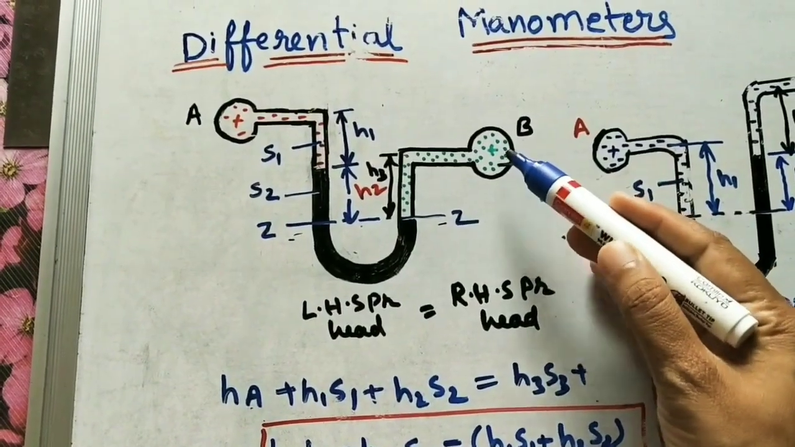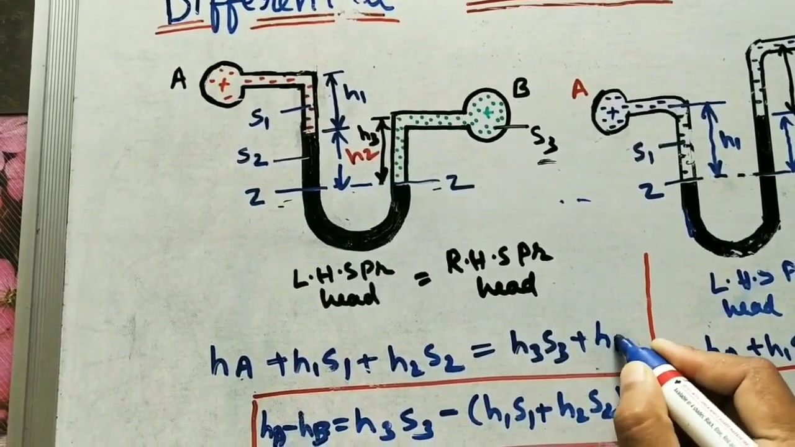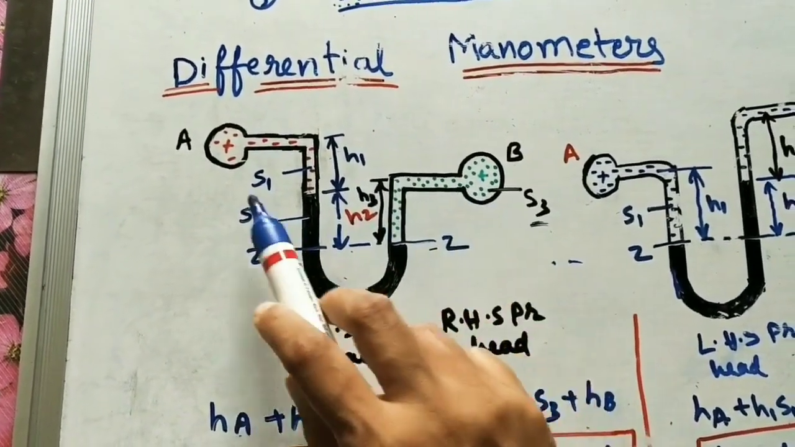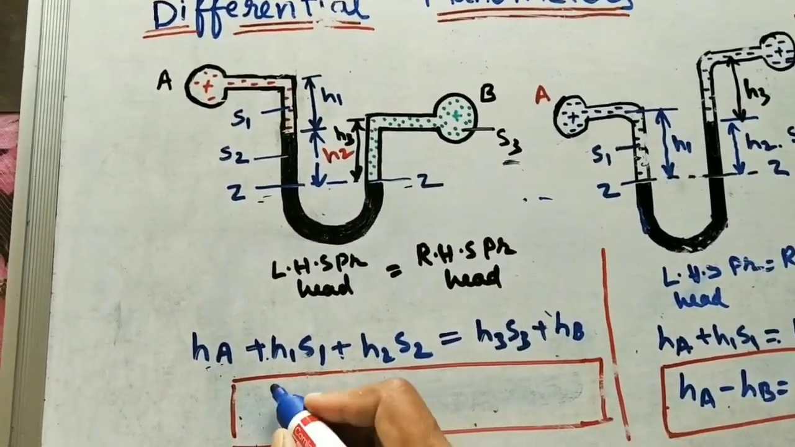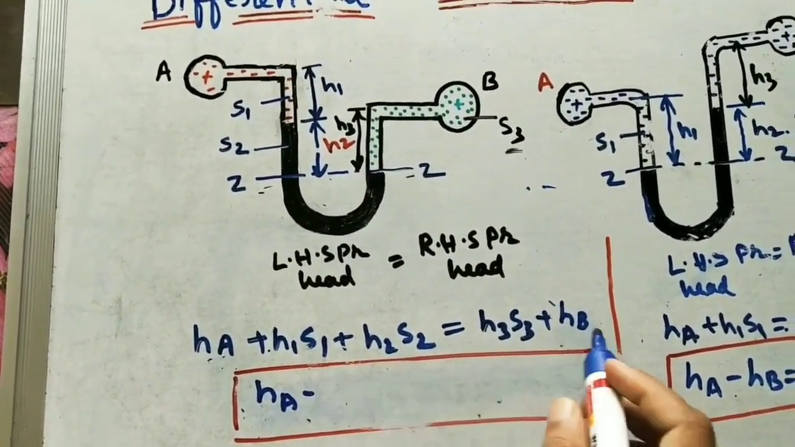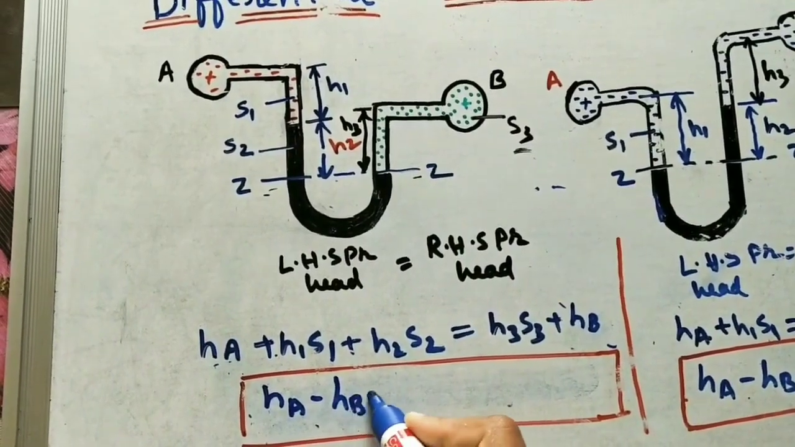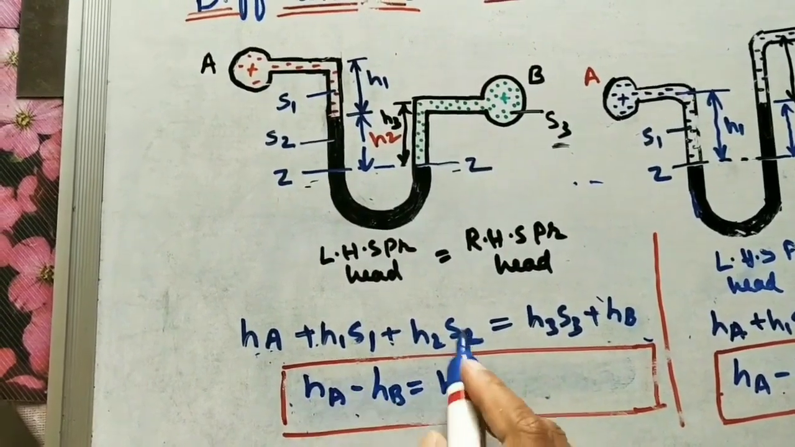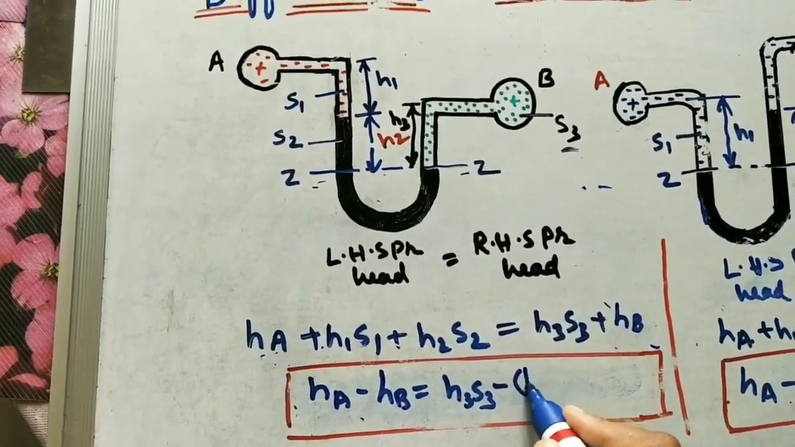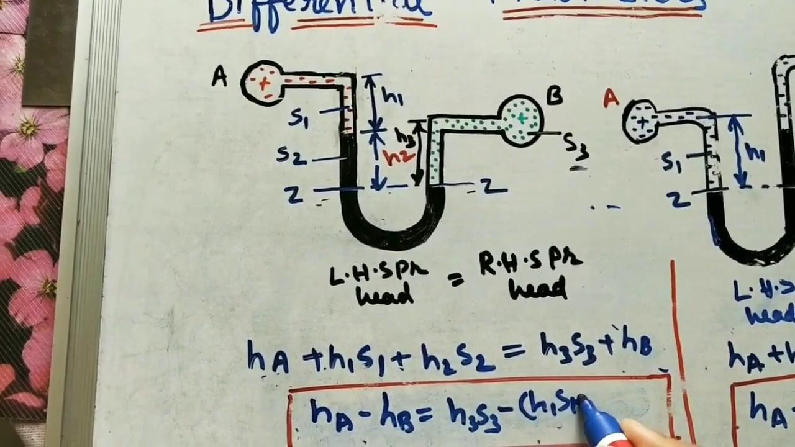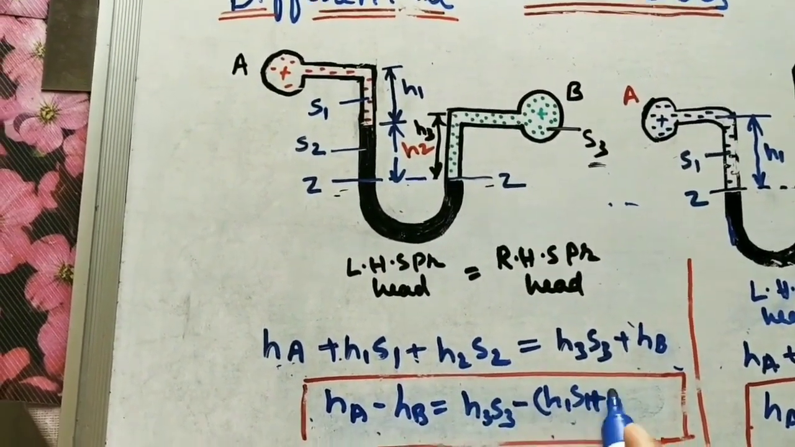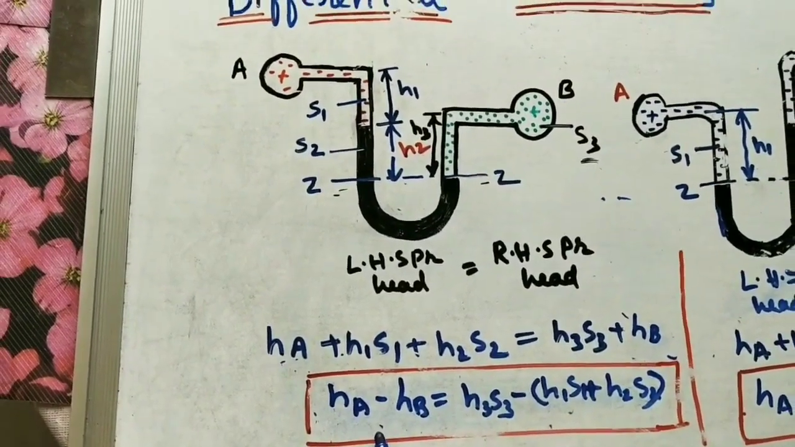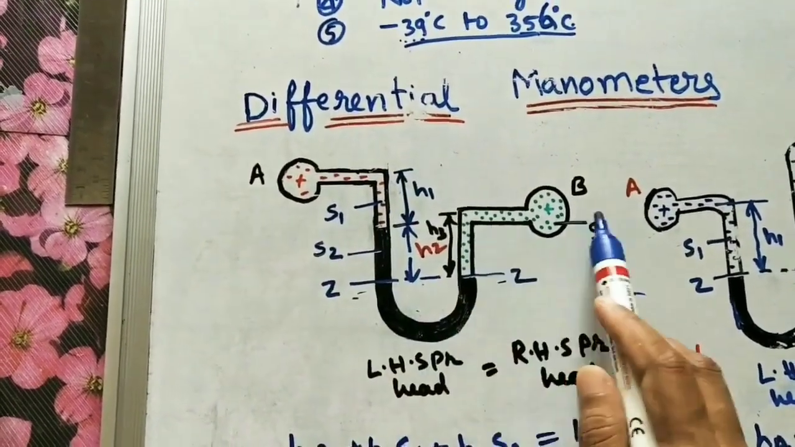The pressure head at D is equal to HB. Our main aim is to find the difference of the two points, pressure head HA minus HB. Here I will write the equation: HA minus HB is equal to H3 S3 as it is, minus of these two terms, minus H1 S1, plus as it is these two terms, minus we took on H2 S2. So this is the pressure head equation of the given differential manometer.